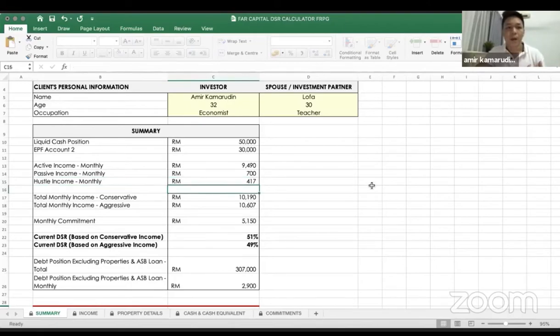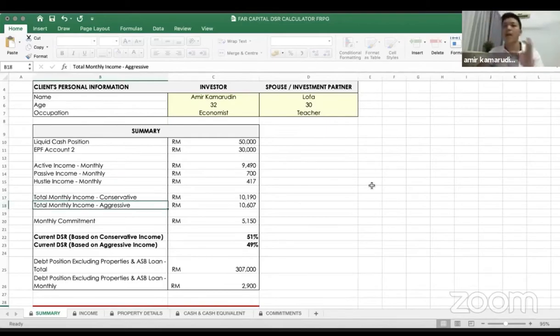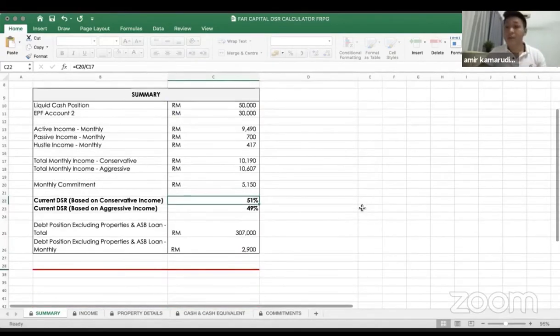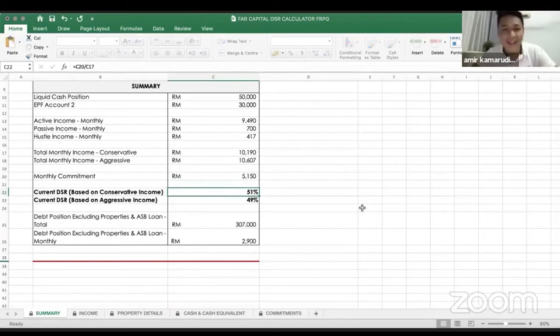Total dia berapa? Total monthly income bank tengok secara konservatif dan secara agresif berapa. Monthly commitment total berapa. Dan lastly, kita ada, this is the aim of filling up all this lah, kita punya DSR. So debt service ratio kat sini 51% untuk conservative income dan 49% untuk aggressive income. Now from the bank point of view, this is quite healthy lah. So anything 50% or lower, it should be quite healthy.